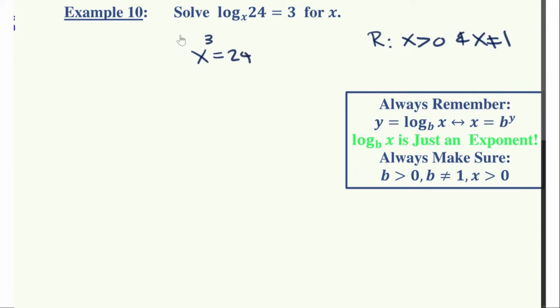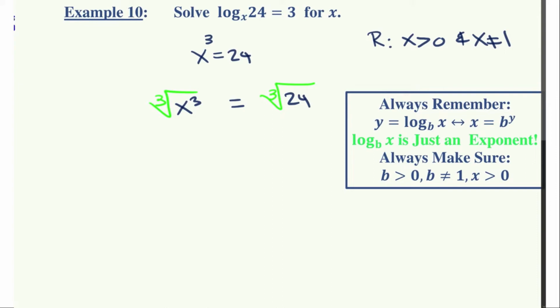Now, we do know how to handle these based on previous work, and we know that to get x, if we know x cubed, we have to, of course, take the cube root of both sides, and that's what we will do at this point. And we end up with cube root of x cubed equals cube root of 24.